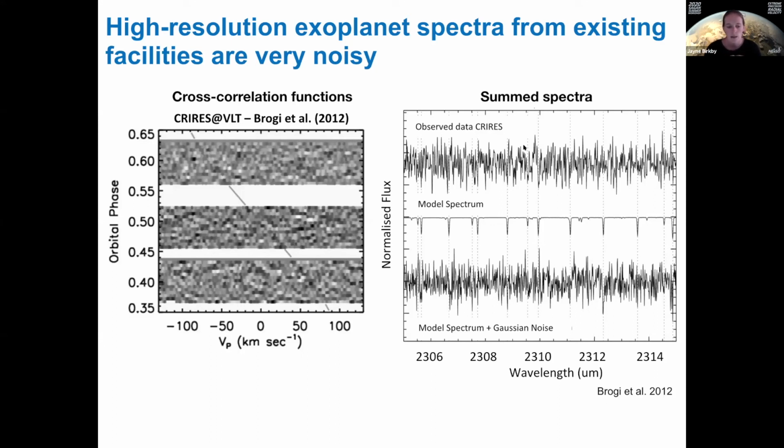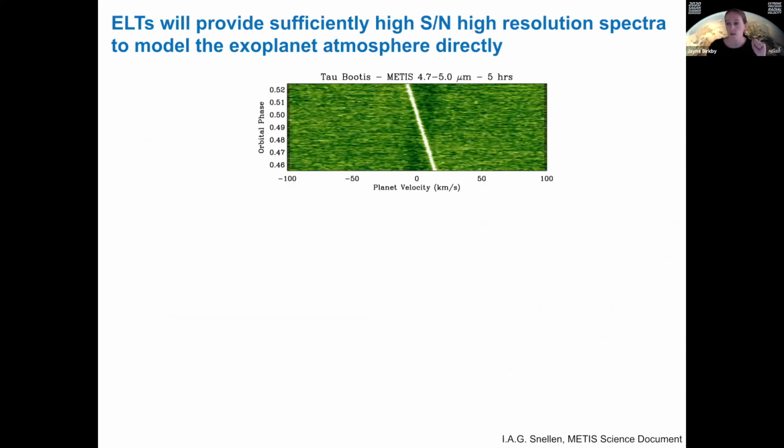And what we've done recently is do simulations for METIS, which will be on the ELT. And this will be the same resolution as CRIRES, obviously on a much bigger telescope. And so if we were to look at Tau Bootis B with METIS on the ELT for just 5 hours, so just taking one of these sections of cross correlations, we would get something like this.